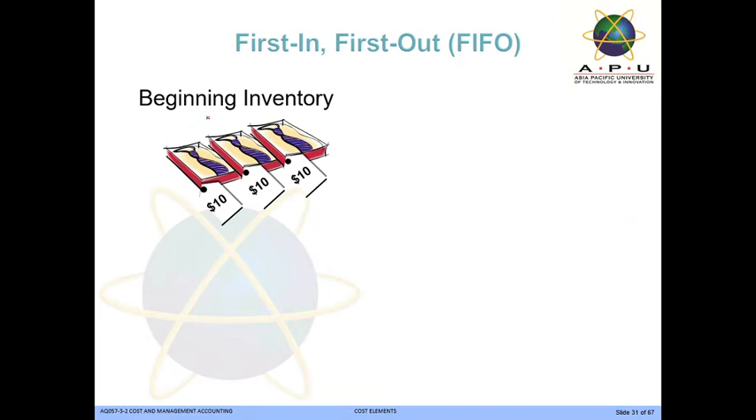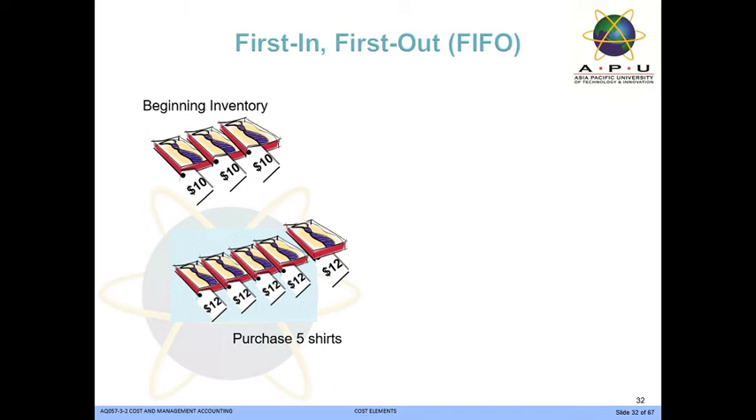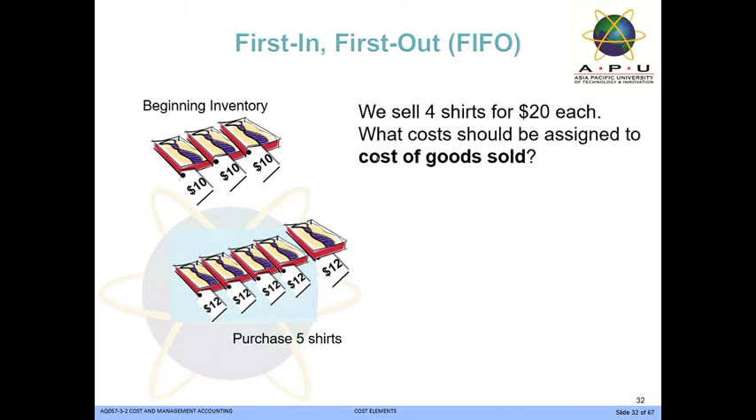Okay, so this is the illustration example. For the beginning inventory, they have 3 shirts, and each shirt costs $10. Then they buy again from the supplier 5 shirts, which cost $12 each. So in total we have 8. Then we sell 4 shirts for $20 each. What cost should be assigned to the cost of goods sold?